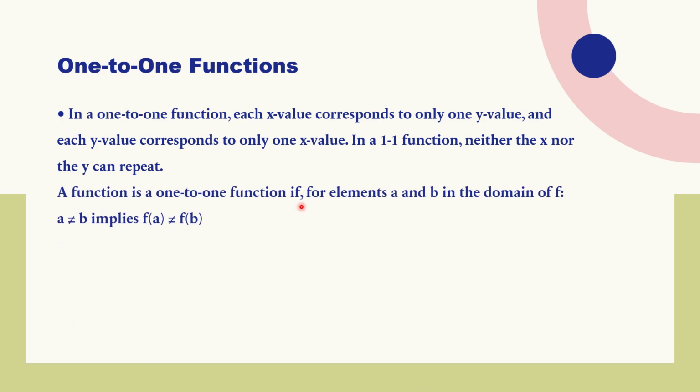A function is a one-to-one function if for elements a and b in the domain of f, a not equal to b implies that f of a is not equal to f of b. So we can also say that when f of a is equal to f of b, it implies that a is equal to b.